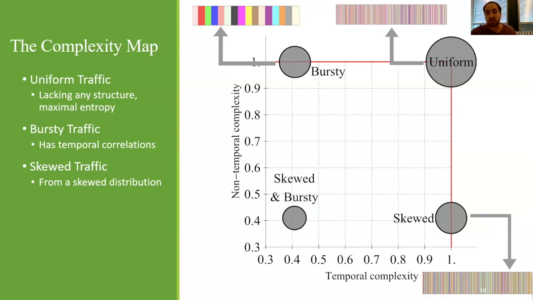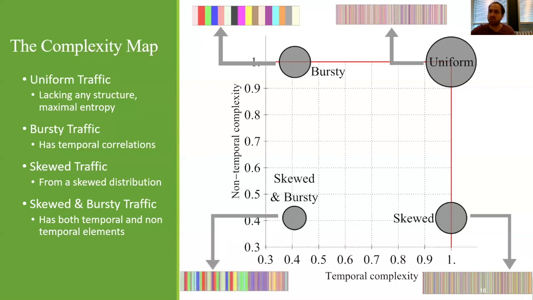The last case is traffic which is both skewed and bursty, here represented by the machine learning trace. This is where we expect most traffic to be. It is somewhat skewed and somewhat bursty. But can we ask where the machine learning trace is actually going to appear when looking on the map? And to do that, we will look at the results of our work.